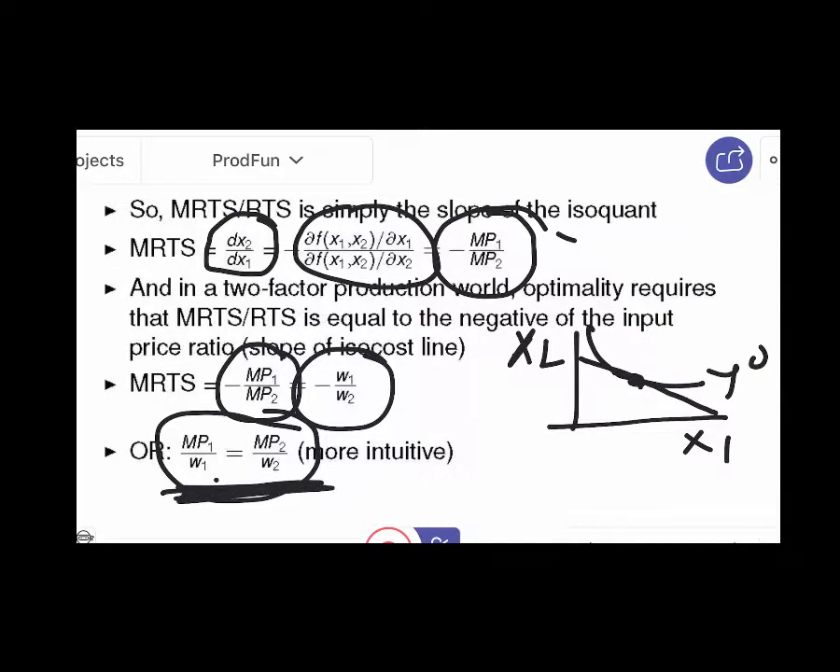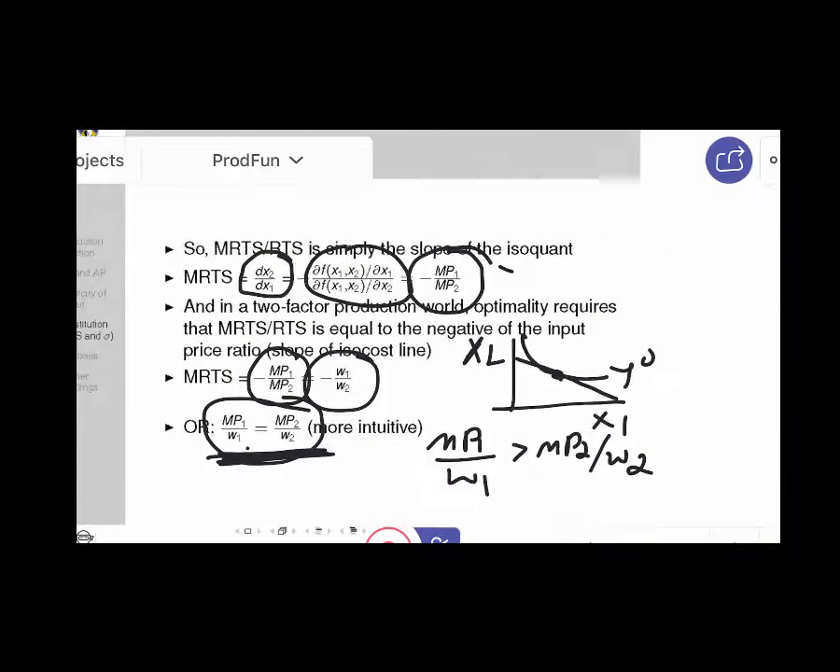So the same output for $1 spent. So if we have a case where the marginal product of input 1 per dollar spent on it is bigger than the marginal product of input 2 per dollar spent on it, then this is telling us we are using too little of X1 and too much of X2, so we should be using more of X1 until its marginal product comes in balance with the marginal product of 2 when they are both divided by their respective input prices.